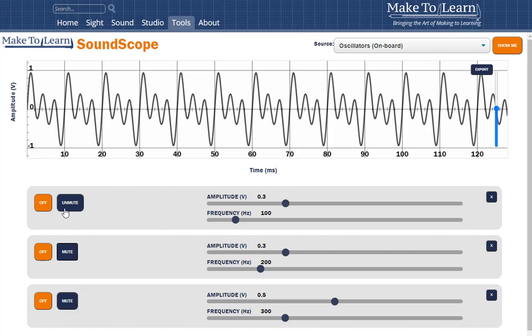but it will sound like this, and so as I add in each tone, you can hear the second and third harmonics. Any periodic tone can be constructed from a series of pure tones combined, and SoundScope allows you to explore those possibilities.